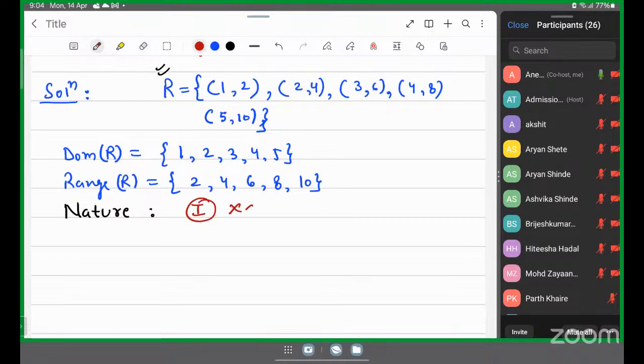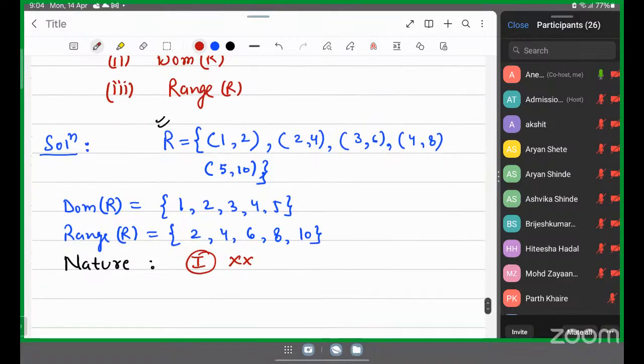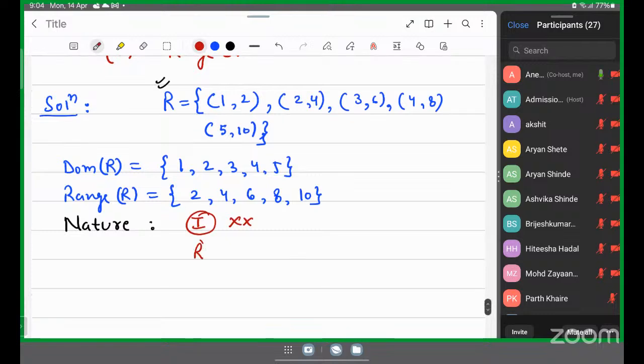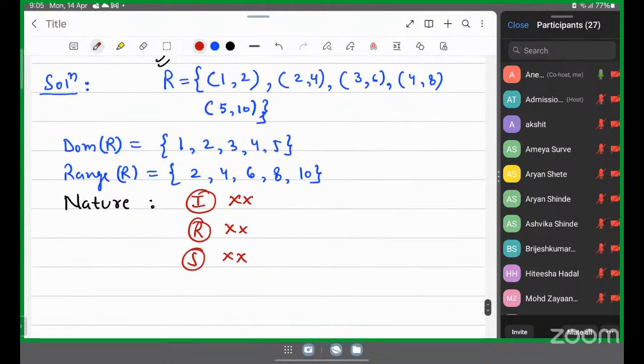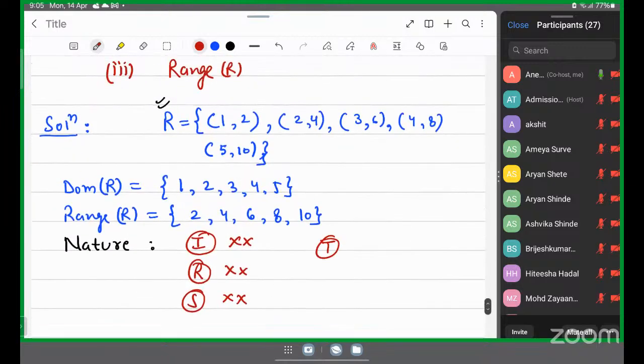It's not identity because elements of set A are not connected with itself. Is it reflexive? No. Is it symmetric? If you look for symmetry, it is (1, 2) and there is no element like (2, 1), so it's not symmetric either. Is it transitive? For transitive, let's say we have (1, 2) and (2, 4), so we must have (1, 4). (1, 4) is not in relation R, so it is not transitive also.